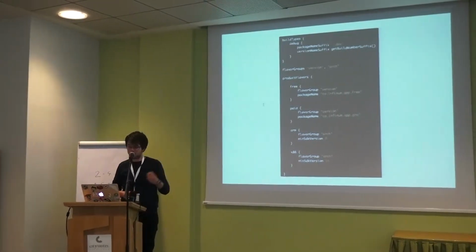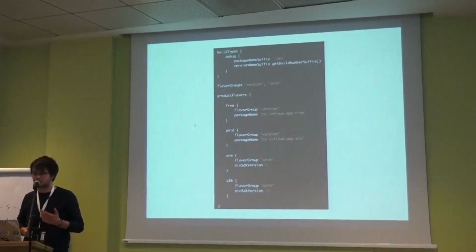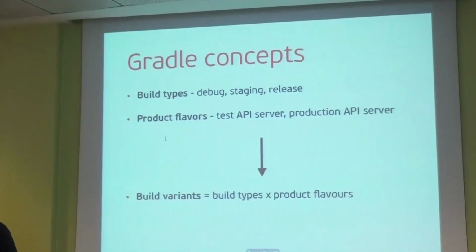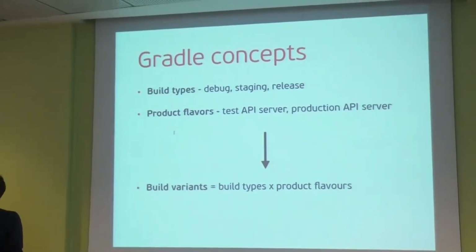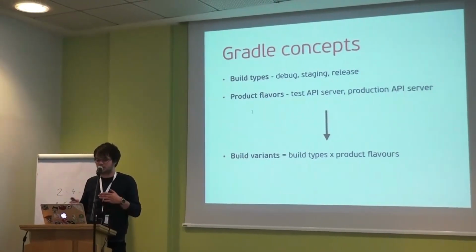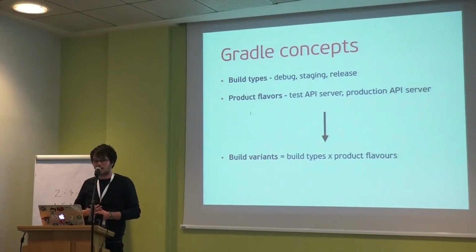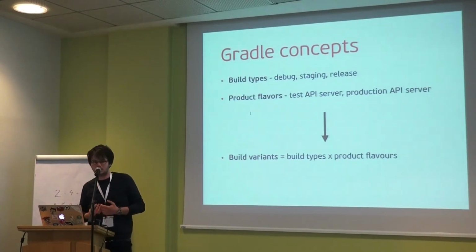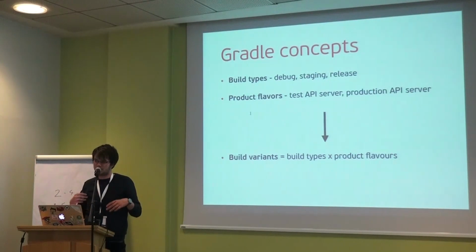This is one example of a Gradle configuration file for an Android application, and as you can see, I have defined some build types and product flavors, and those are basically the two core concepts of Gradle for Android. With build types and product flavors, you divide your application into different groups. For build types, we usually have debug, staging, and release types, and product flavors are optional. They perform some more complicated division of your project, like if you want to switch between test and production API server, or if some Java class has one implementation in the free version of your application, and some other implementation in the paid version. And by combining build types and product flavors, you get build variants.